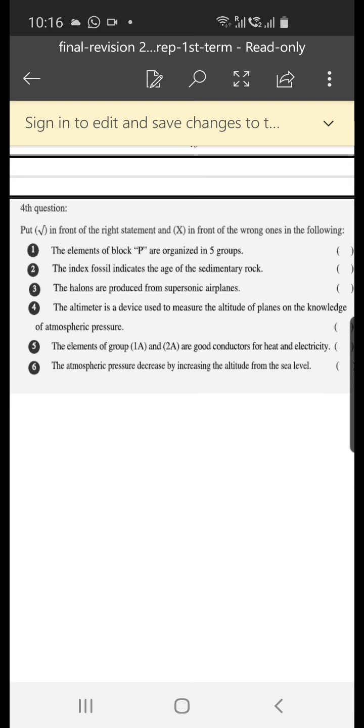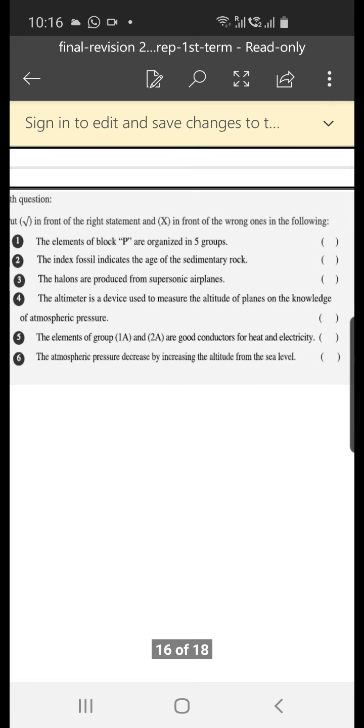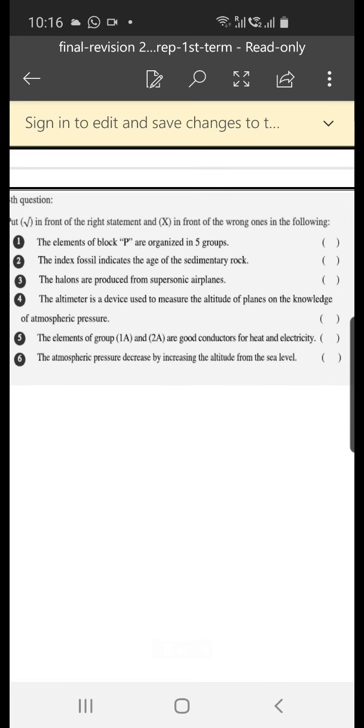Number 2, the index fossil indicates the age of sedimentary rocks. The answer is correct. Number 3, halons are produced from supersonic aeroplanes. The answer is wrong. Number 4, the altimeter is a device used to measure the altitude of planes based on the knowledge of atmospheric pressure. The answer is correct.